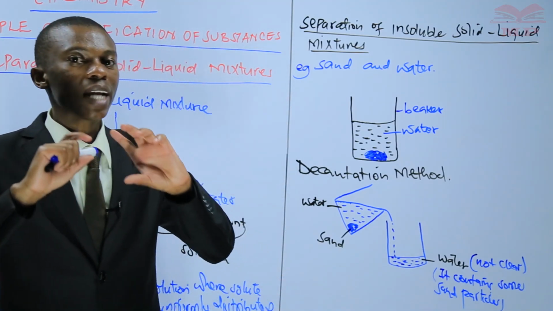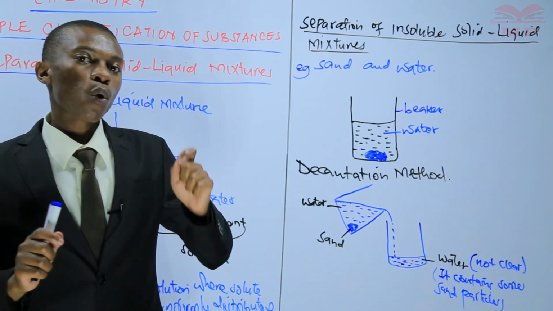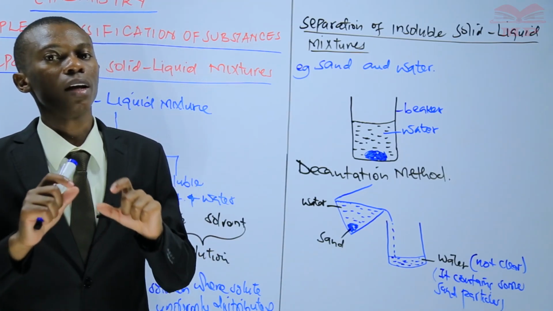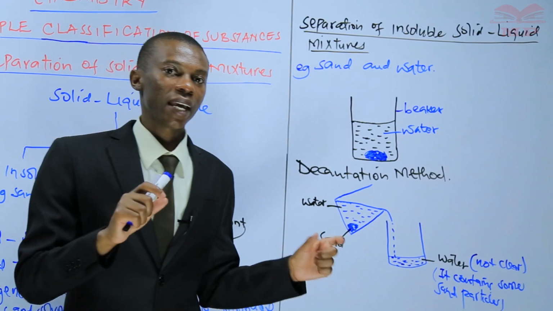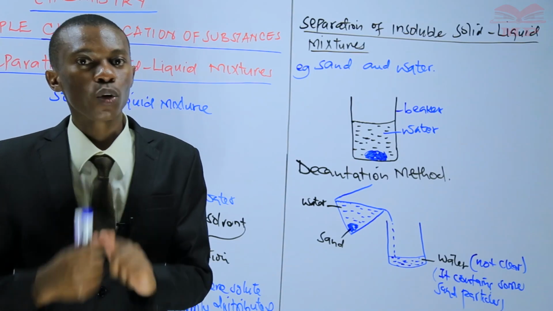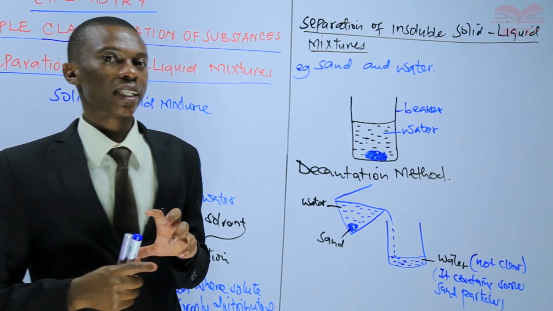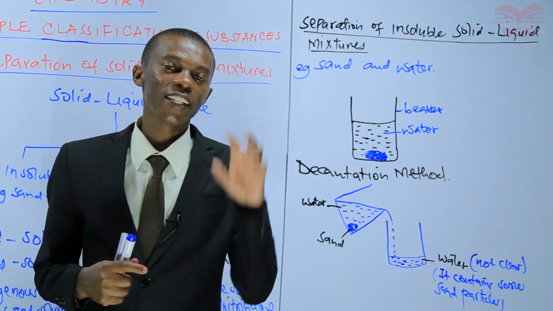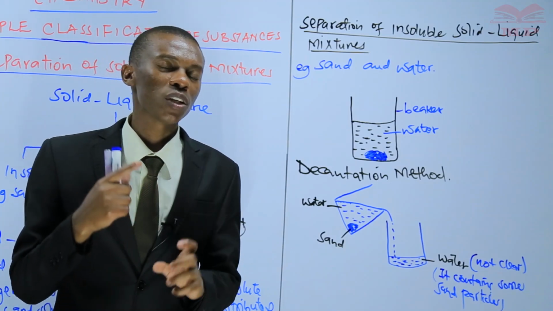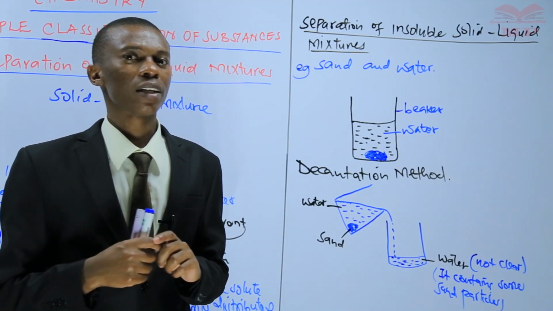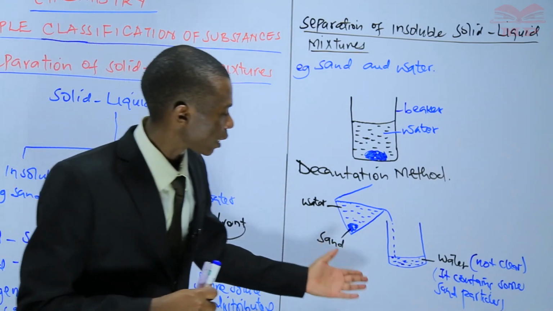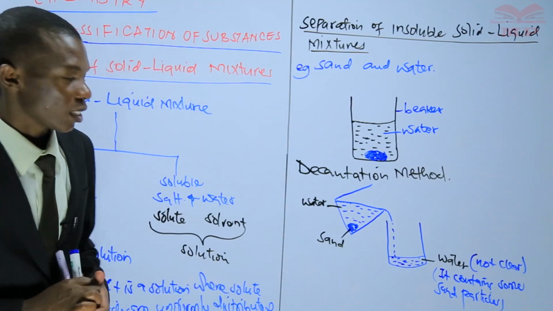And therefore, if you get another beaker, you pour the water carefully into another beaker. Then you will have now separated the sand and the water. But again, we have said that this method is not very effective because the water collected is not clear. It contains suspended sand particles. And therefore, decantation is not a very effective method of separating insoluble solid liquid mixtures. Then I've drawn the diagrams for you to describe that.